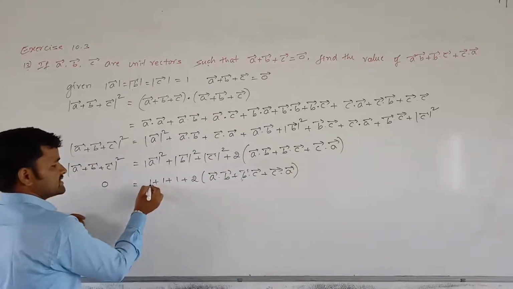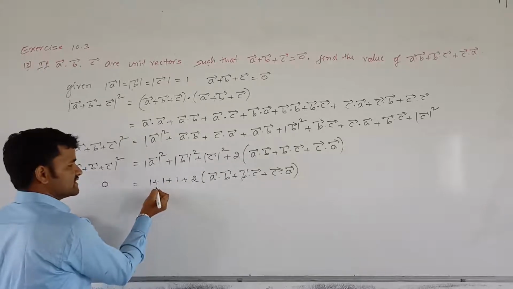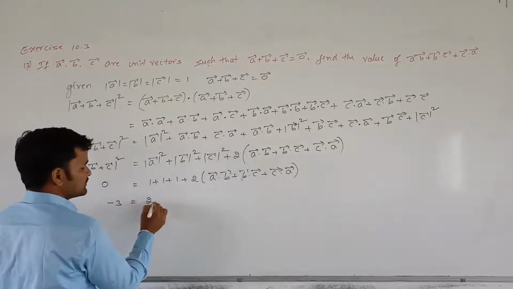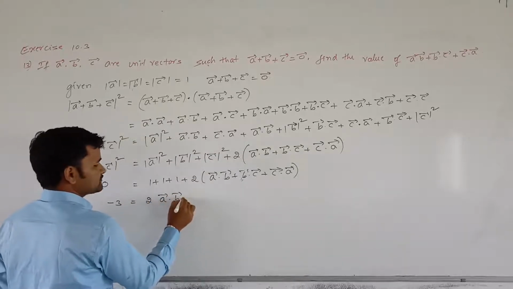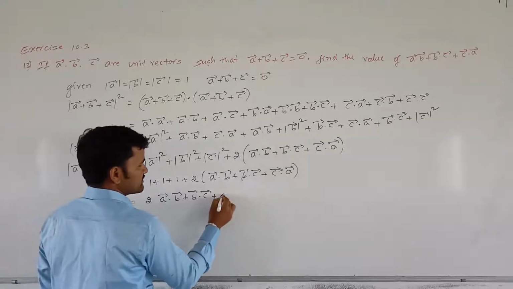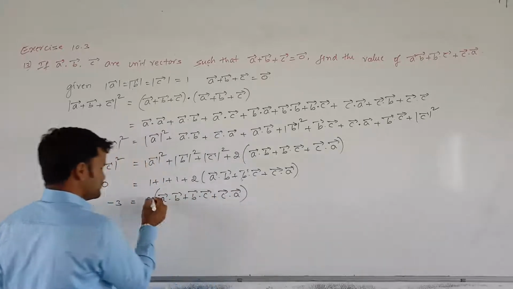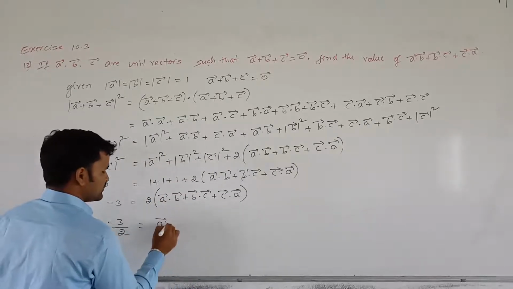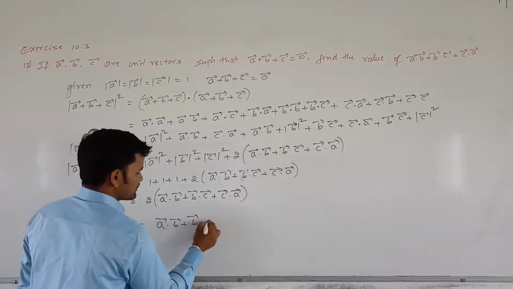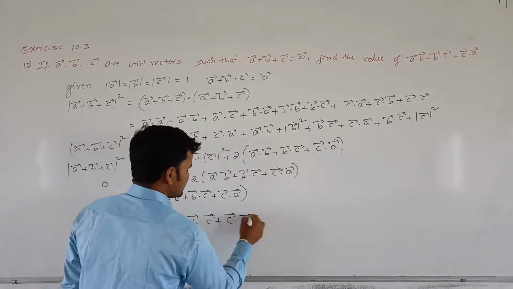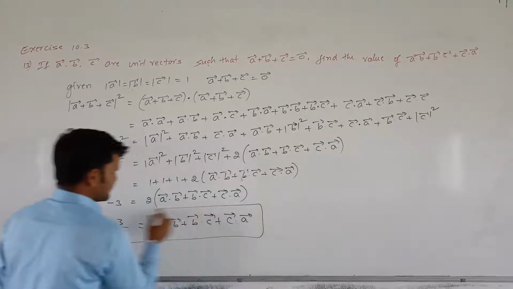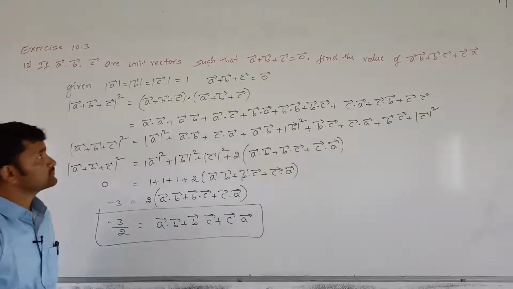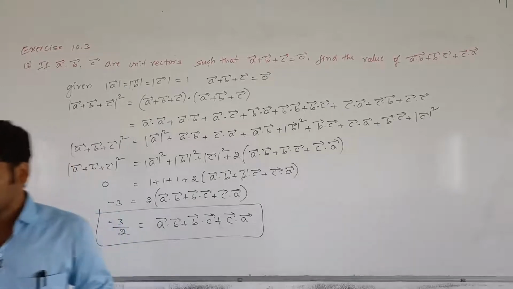Okay. Here it is 1, 3 times. This will be plus 3. If I take it to the left hand side, this becomes minus 3. Minus 3 is equal to 2 times A dot B plus B dot C plus C dot A. 2 will come to the left hand side. This becomes minus 3 by 2 is equal to A dot B plus B dot C plus C dot A. Okay. Now, what is the value of A dot B plus B dot C plus C dot A? This is minus 3 by 2. This is about problem number 13.